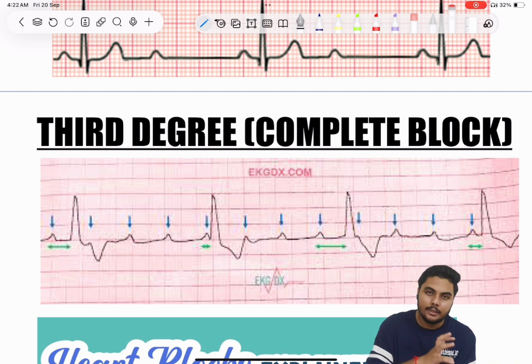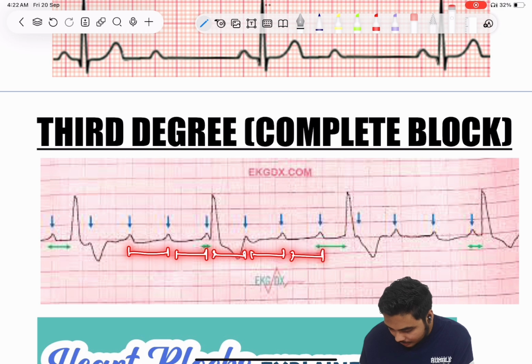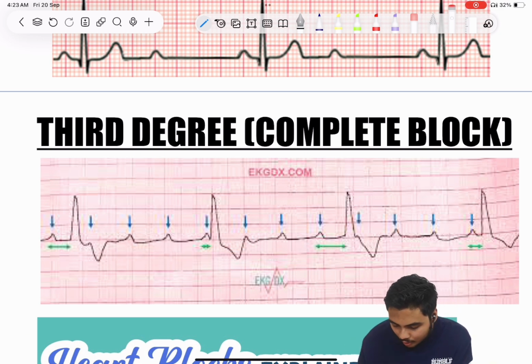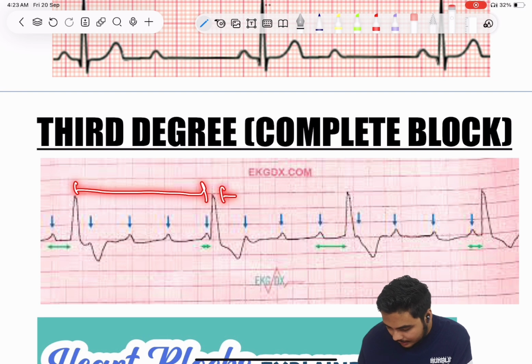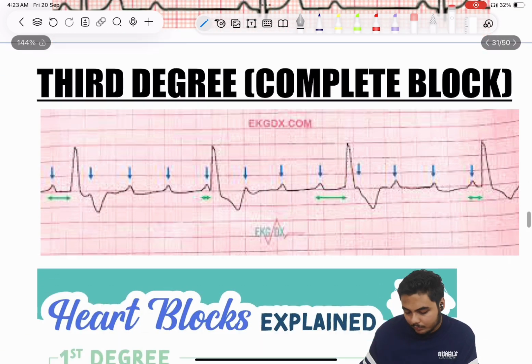The atria and ventricle contract on their own, but you see here the PP interval is equal, which means the atria are contracting regularly. Also, the RR interval is regular, which means the ventricles are also regularly contracting, which means that the atria and ventricles are independent of each other, but they are contracting regularly, right?